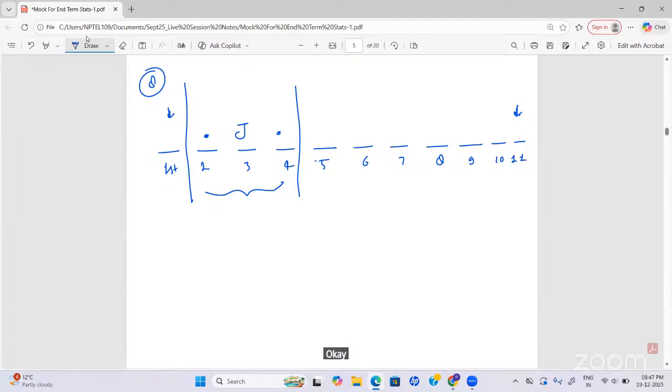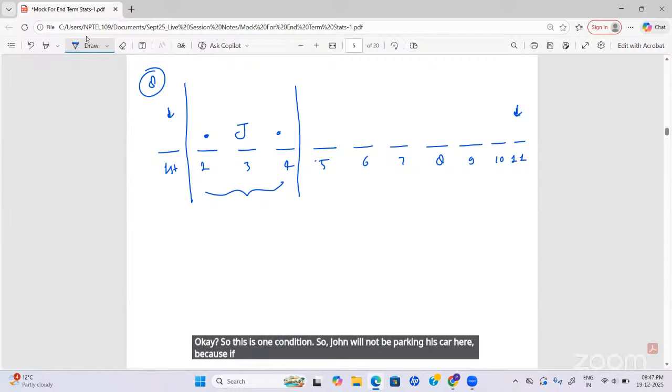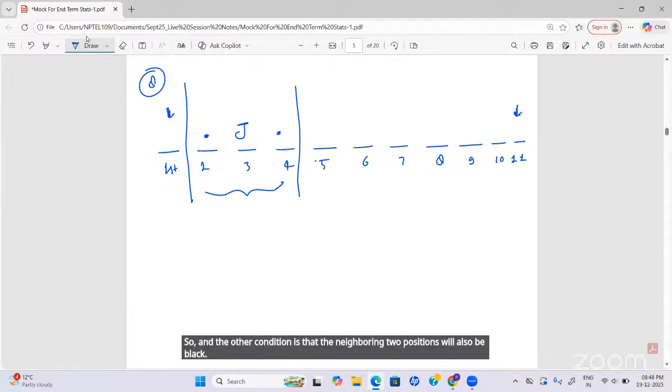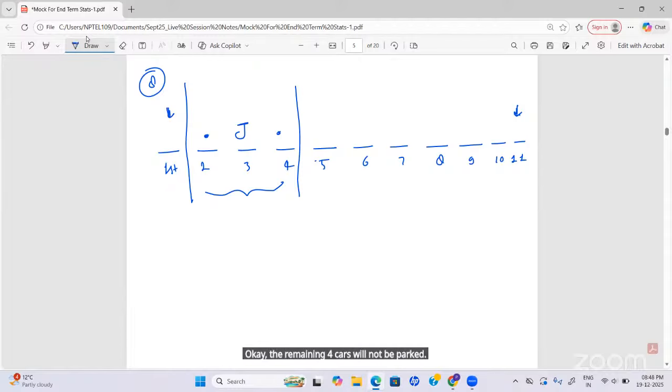Okay. So this is one condition. John will not be parking his car on the ends. And the other condition is that the neighboring two positions will also be blank. The remaining four cars will not be parked in the neighboring positions of his car.